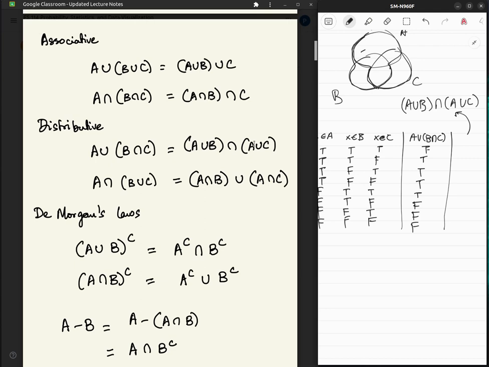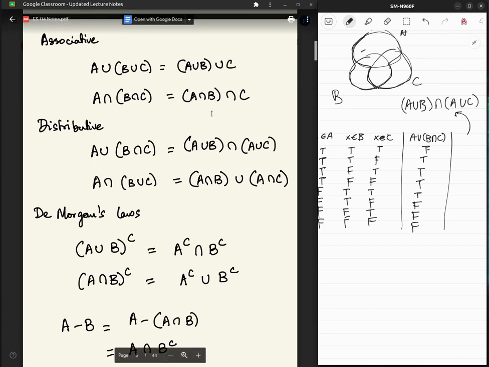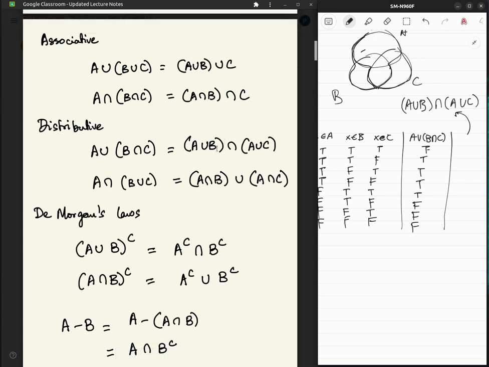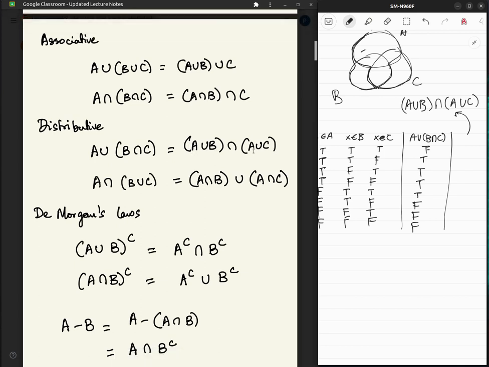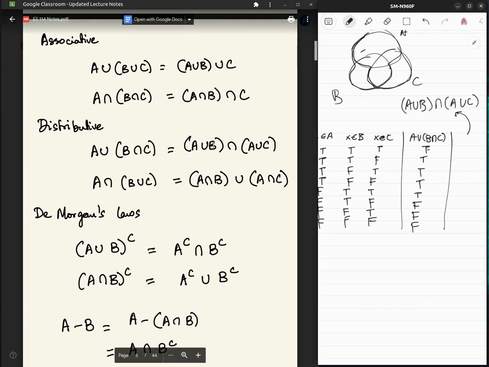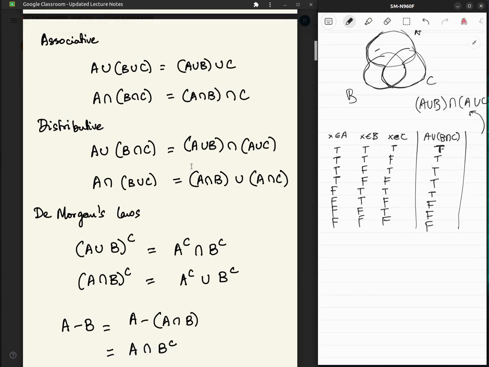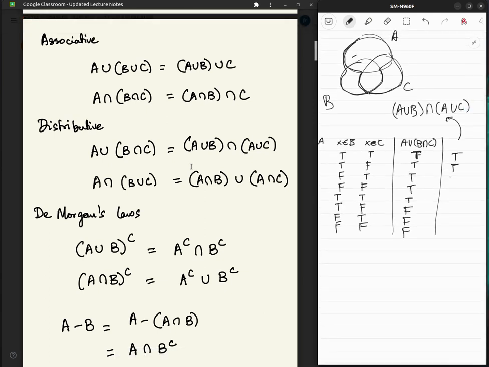I mean, come on, this is just normal logic. I don't even know how to formally do this, but this makes sense in my head at least. So if X belongs to A, then it doesn't matter if it belongs to B or not, or if it belongs to C or not, it does belong to A union B and it does belong to A union C. So it does belong to the intersection of these two sets, right? So wherever you have true over there, this should be true. You will just have true over here as well.